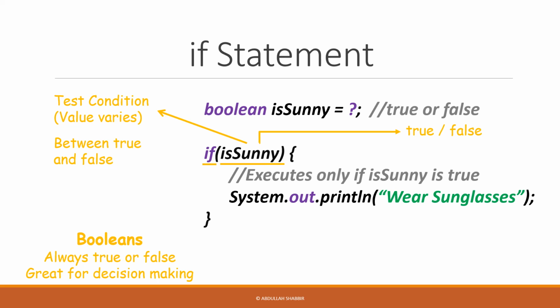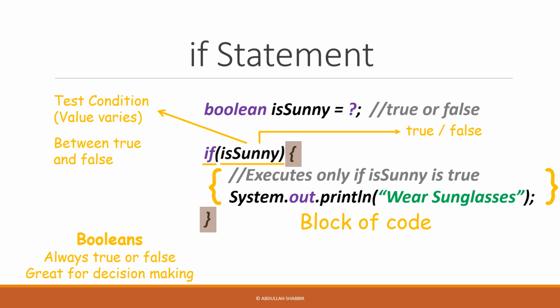So let's say we have access to this boolean isSunny, but we don't know whether it will be true or false. The next thing in our if statement is a block of code which can be multiple lines of code and comments, and this code will only execute if the test condition isSunny is true, and this whole block of code is surrounded by these curly braces. And that completes our if statement.